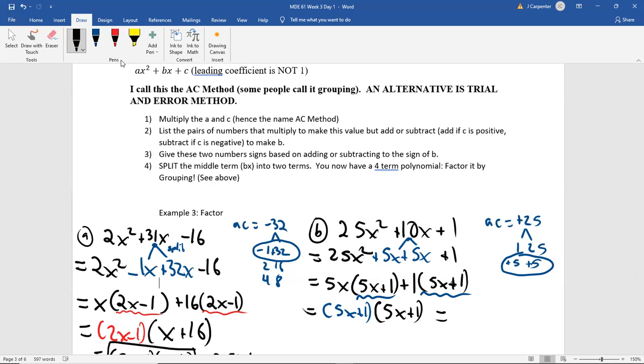Y times y is y squared. Anything times itself is itself squared. And this is usually how we want to write things at a pre-calc level. That's going to be very important for later. The 5x plus 1 times 5x plus 1 is still technically right, but this is a better format 9 out of 10 times.